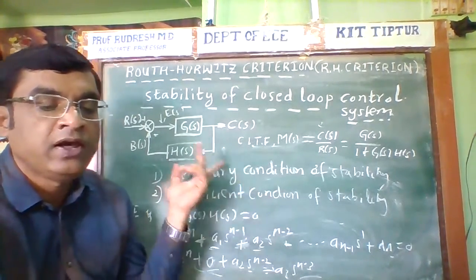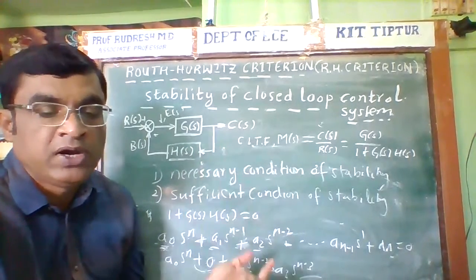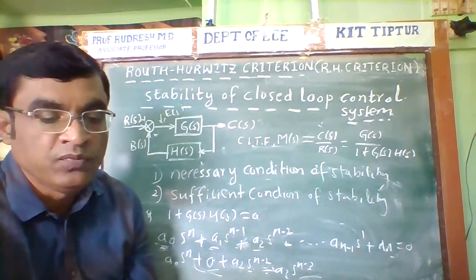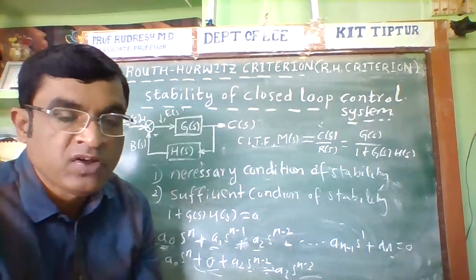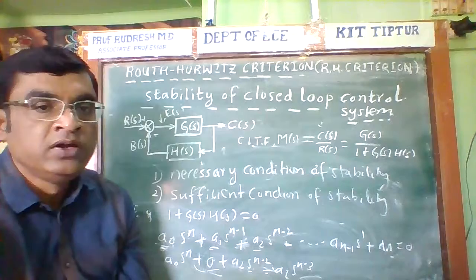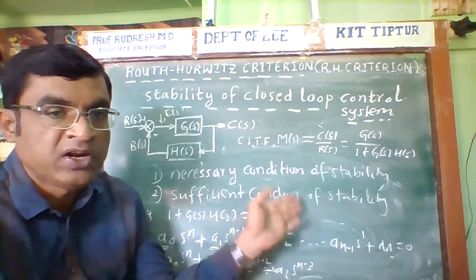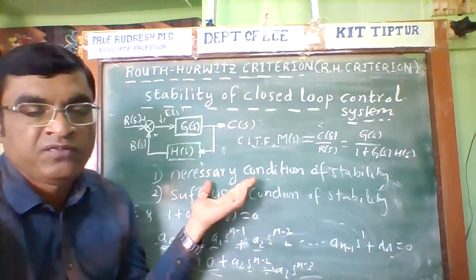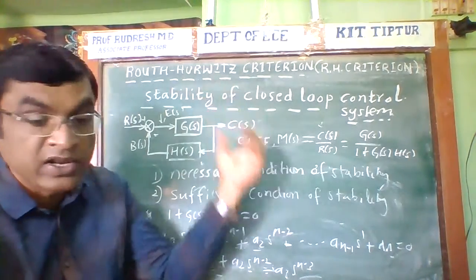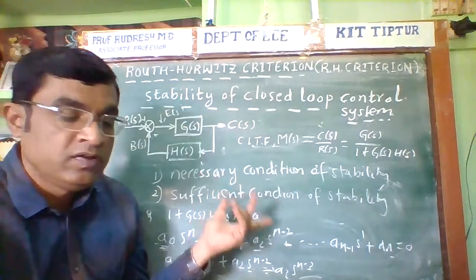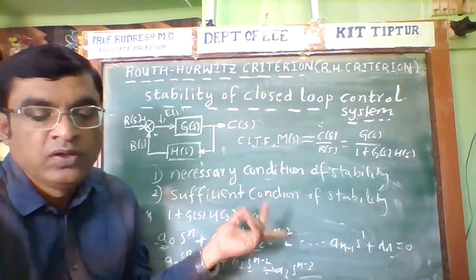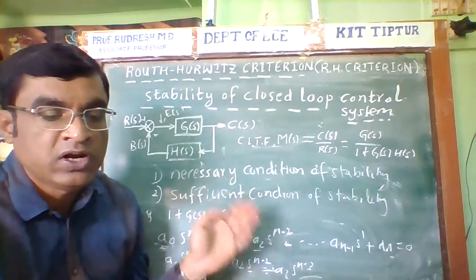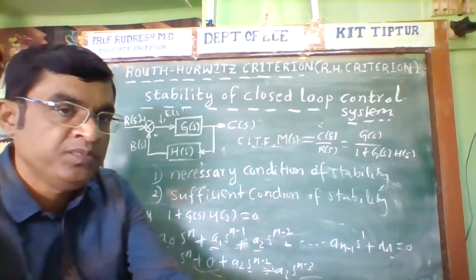The Hurwitz criterion is in terms of determinants, and the Routh criterion is in terms of array formulation. In the Hurwitz criterion, after forming the matrix for the given characteristic equation, we find the determinant, and then verify the system stability. But the Routh criterion is in terms of array formulation. In your syllabus, the Routh criterion is presented.